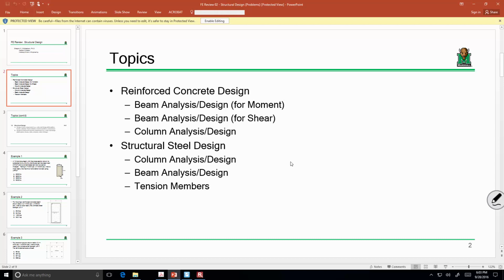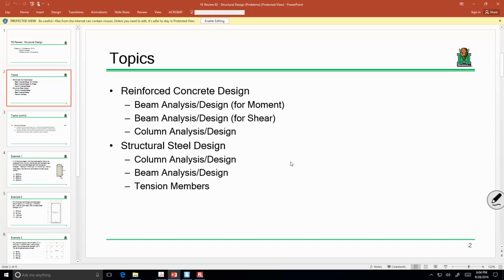We're going to start off with reinforced concrete design, and I'm specifically going to focus on beams and columns. Beam analysis and design for moment, beam analysis and design for shear, and then columns. Okay? Now steel design, I'm going to do columns, beams, and then I'm going to do tension members as well.